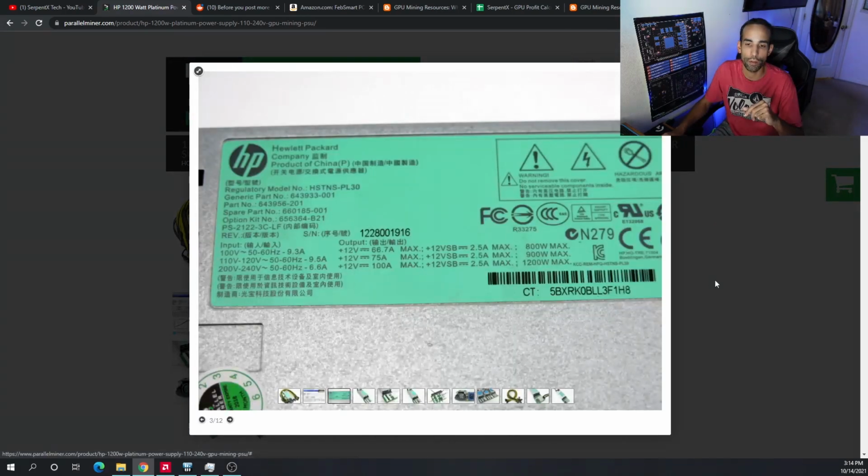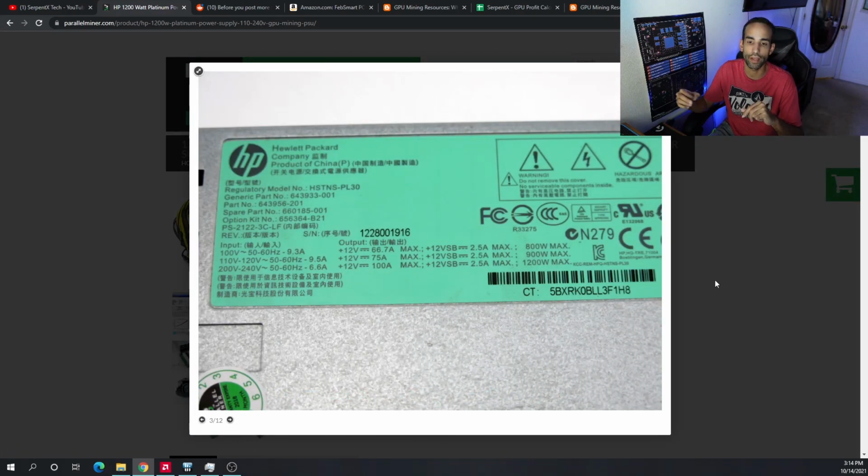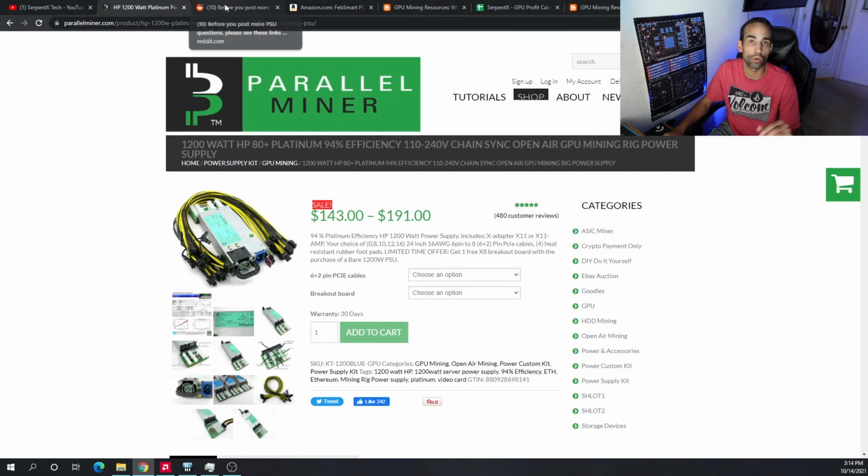You have to be mindful of the fact that these power supplies say they're rated for 1200 watts. However, if you're on a 110 volt or 120 volt system, you're only going to be pulling around 750 rather than the full 1200. You've got to be on a 220 volt or 240 volt, so please bear that in mind.